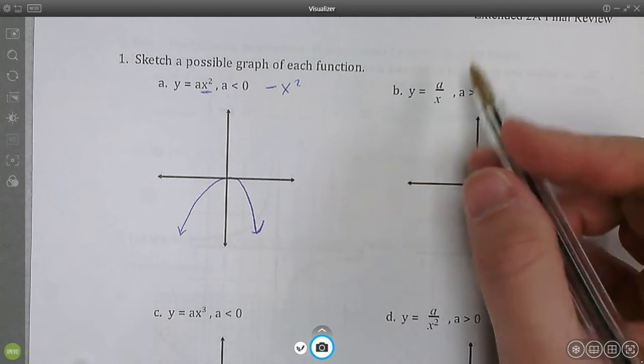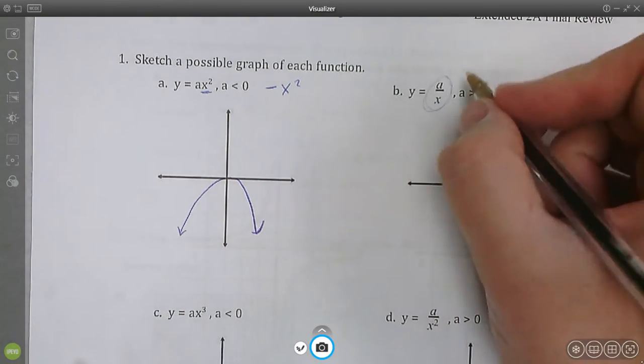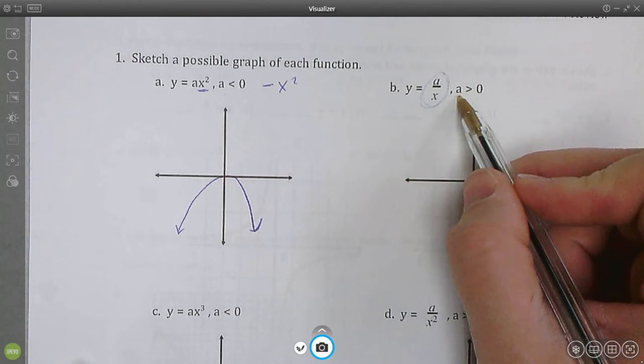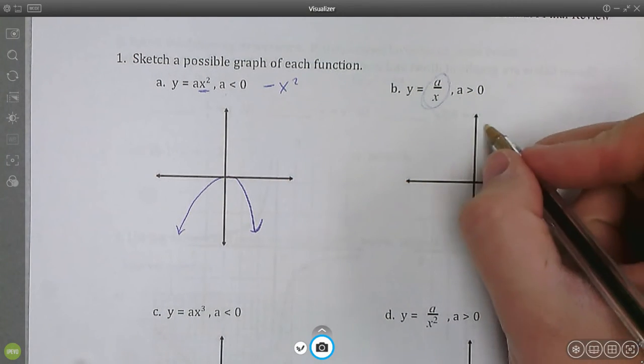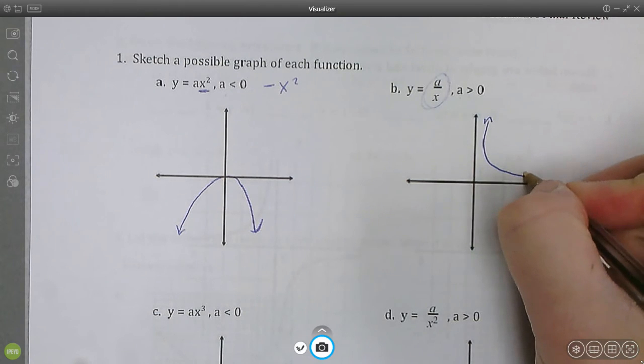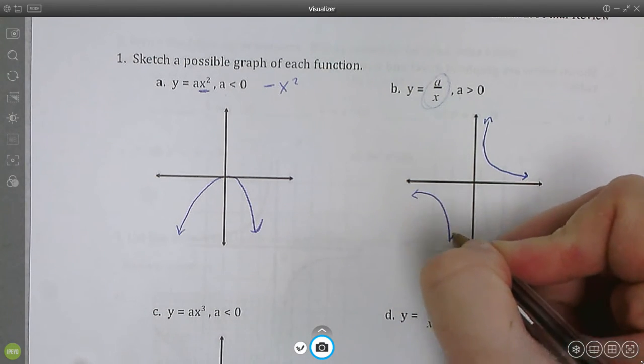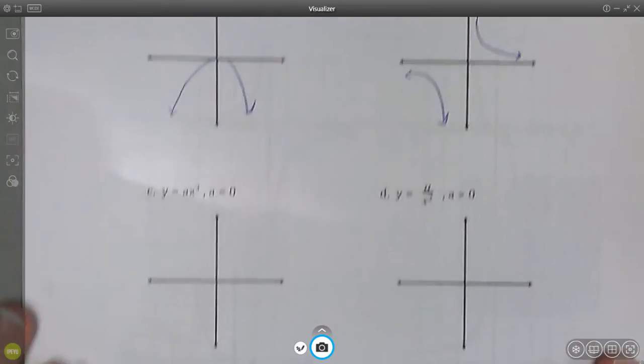Then we have this one, a over x, that's a boomerang shape. And now we have a is greater than 0, so it's positive. So positives always go on the top right. Those are our boomerang shapes.